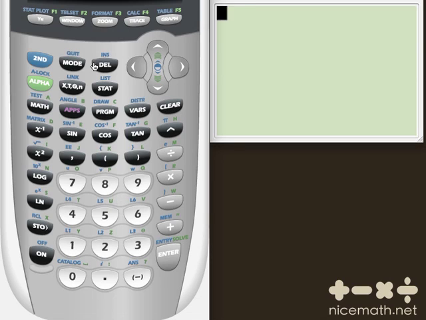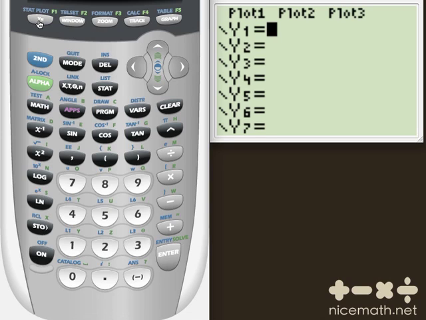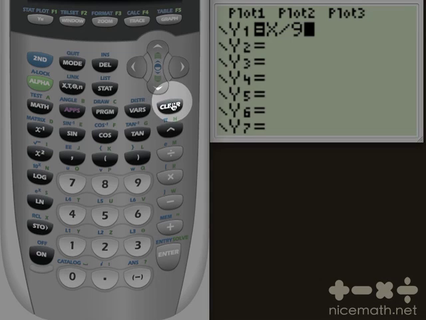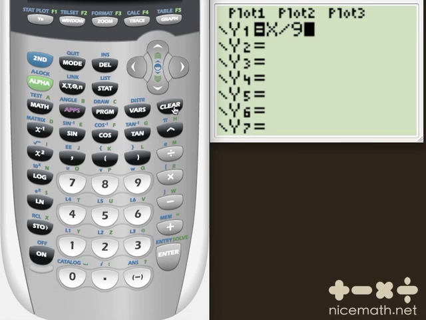Let's say you're in another part of the calculator doing some graphing. Let's say we had y is equal to x divided by 9 or something like that. If you hit clear now, it won't take you back to the home screen. It will just clear out your expression, and then you'll have to type the whole thing again. So yeah, that didn't work. So we go x divided by 9.